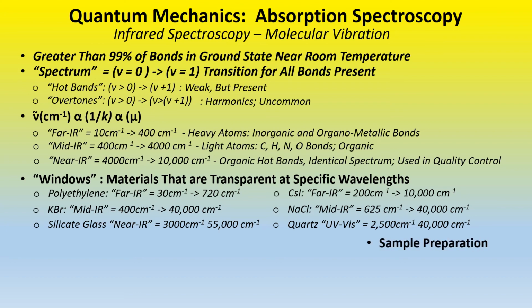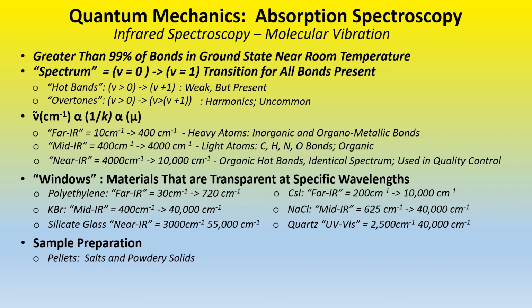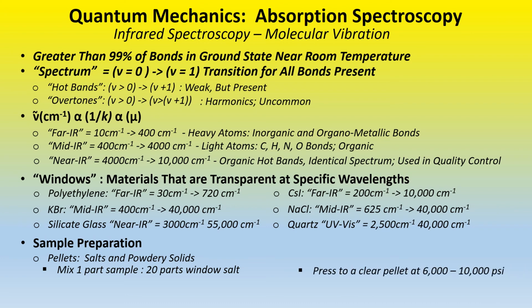Using these windows, there are several ways of sample preparation, depending on the type of material you have. If you have a powdery solid or a salt, it is generally advisable to prepare a pellet. In this case, you mix 1 part of sample for 20 parts of your window salt, and you mechanically press the mixture between 6,000 and 10,000 psi to create a clear pellet.